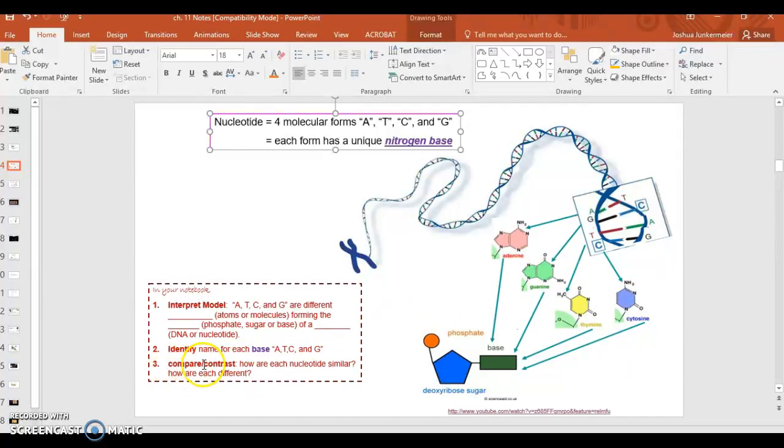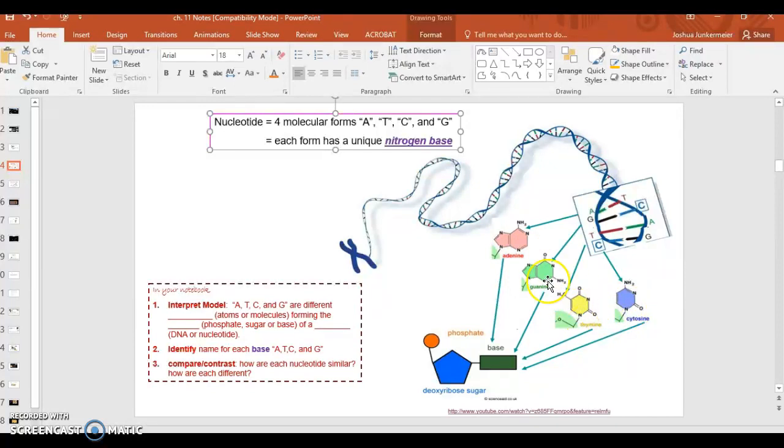And then number 3, it says compare and contrast how each nucleotide is similar or how they're different. So these are the bases that make each nucleotide different. What do you notice that's different between them? So compare and contrast as best you can. Just remember that N's represent nitrogen, H represents hydrogens. If you've seen O, that's oxygen, C is carbon.